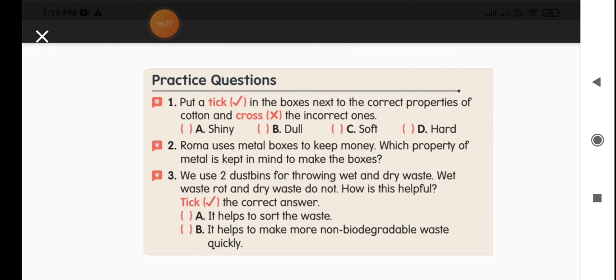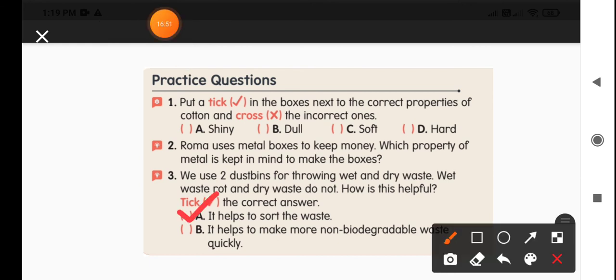So from our home, different types of waste will come. From the kitchen, wet waste will come, and from the drawing room, learning room, reading room, dry waste will come. So when you know about rot and do not rot, then easily you can sort out the waste into different groups. So you know which are biodegradable, which non-biodegradable, which can rot, which cannot rot. You can understand, so that you can sort out the waste easily.